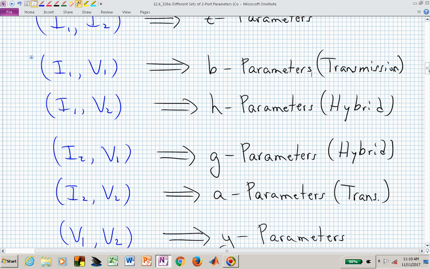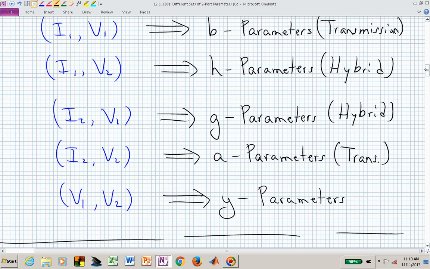We could then talk about A parameters, where now we maybe focus on the output port, or port 2, being our independent variables, and those again are like a transmission or an inverse transmission type relationship from port 2 to port 1. And finally, we have the situation where we might consider the voltages, V1 and V2, to be our independent variables. We have the ability to adjust those.